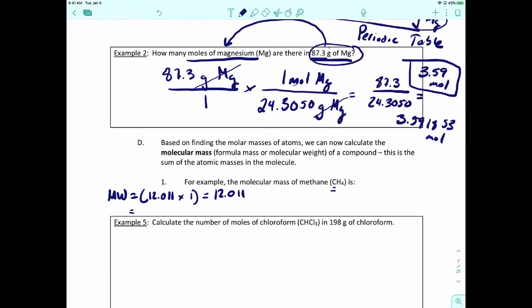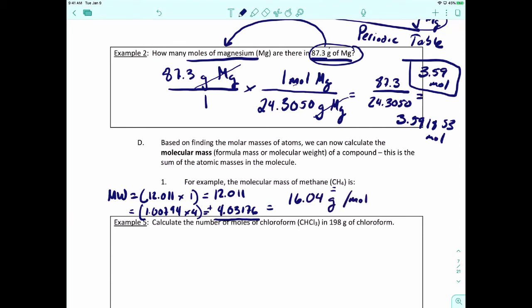You've got 4 hydrogens, and the molecular weight of hydrogen is 1.00794. And if I multiply that by 4, the number I get is 4.03176. If I add those two numbers together, 12.011 plus 4.03176, that mass comes out to be about 16.04 grams per mole.